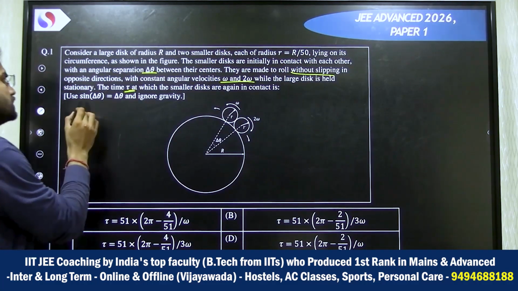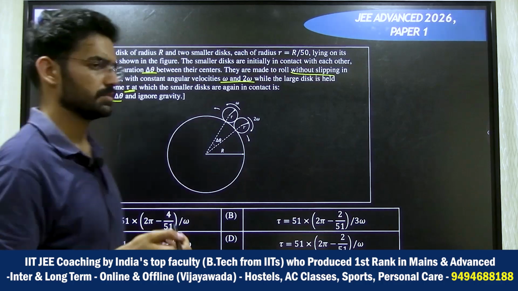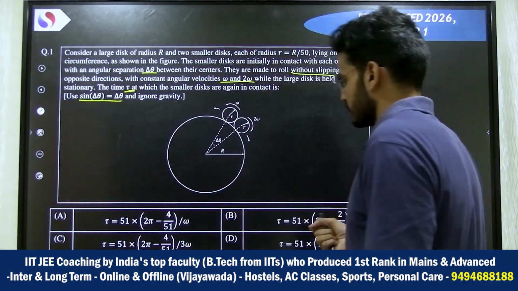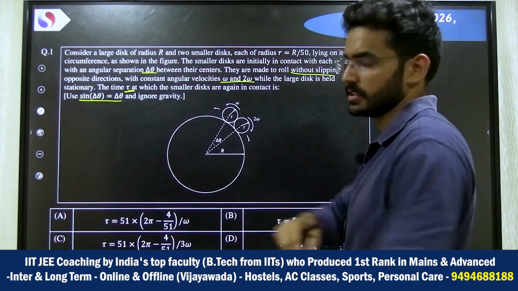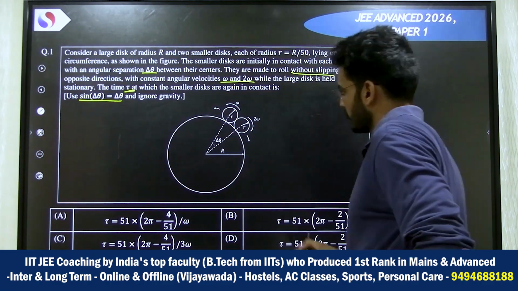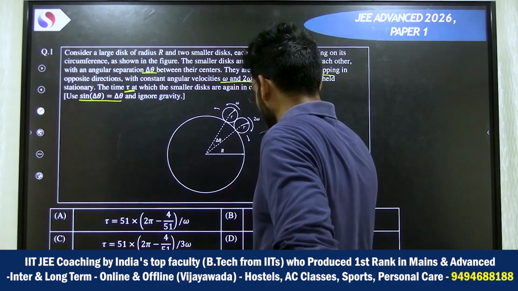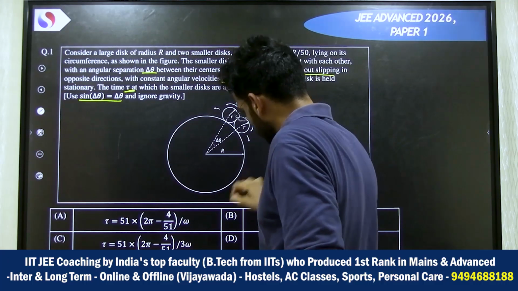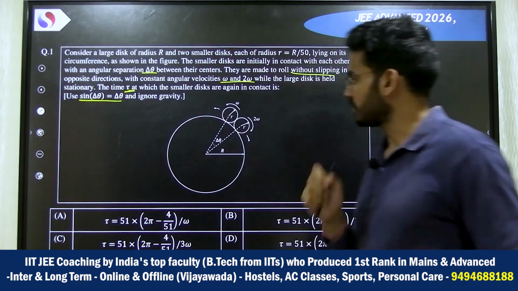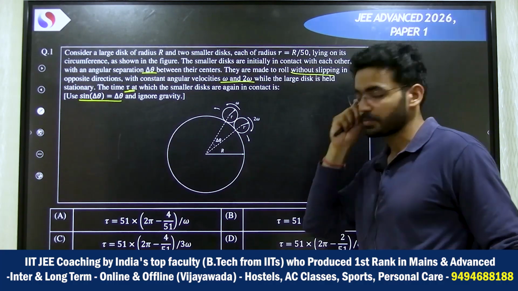Sine delta theta equal to delta theta, that means he is saying delta theta is a small angle, so you have to consider delta theta as a small angle. Now how to start this question? Try to understand. If we go according to rotation like this, it will be a little bit difficult to solve. So what we have studied in circular motion, that part we will use.